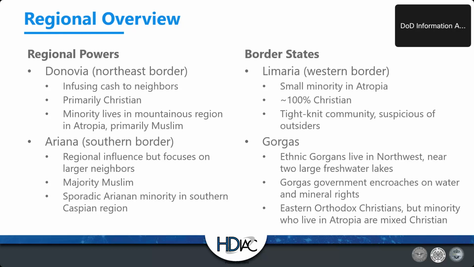And then Gorgas in the northwest, that ethnicity tends to live up there near two large freshwater lakes. So the Gorgas government kind of encroaches on some of the water and mineral rights up in that area. They're mostly Eastern Orthodox Christian, but the minority who live in Ethiopia are a mixture of different forms of Christianity for the most part.